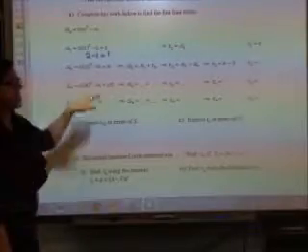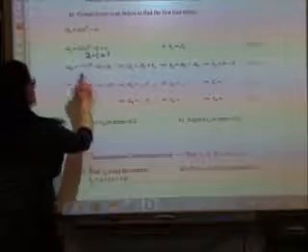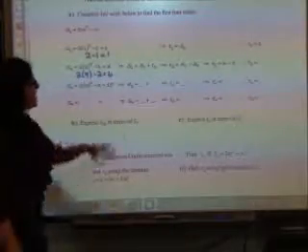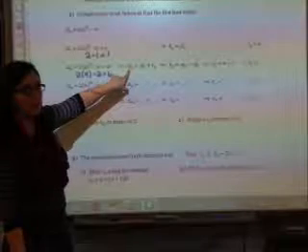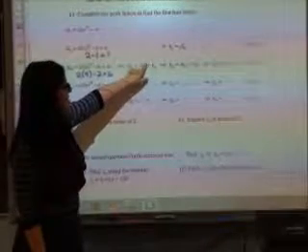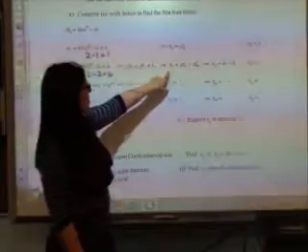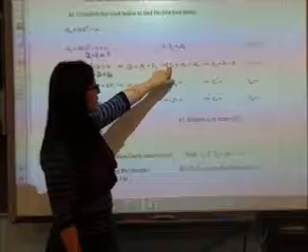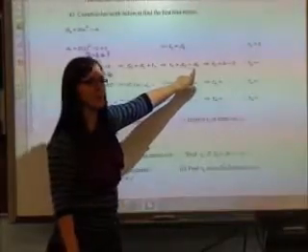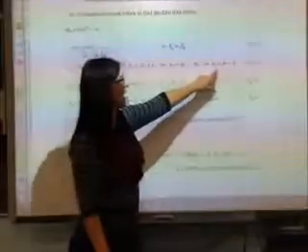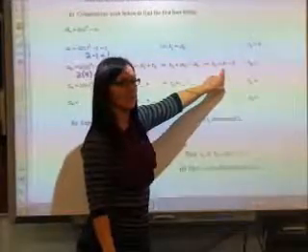If I look at S of 2, that's the sum of the first two terms. I put a 2 in wherever I see an n, and I get 2 times 4, which is 8, minus 2 is 6. The sum of the first two terms is equal to the sum of the first term plus the second term. Or T of 2 equals the difference between the two sums. If I take 6 and I subtract 1, I get, what's 6 minus 1? 5.